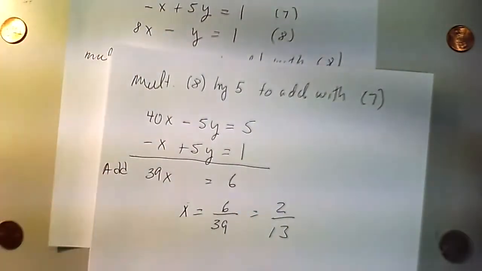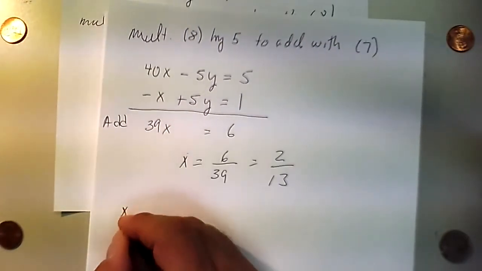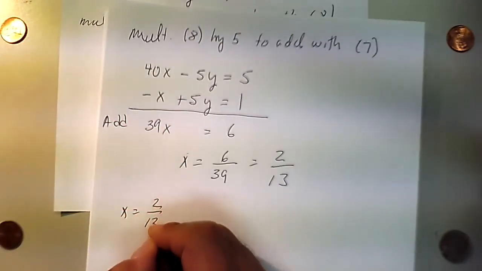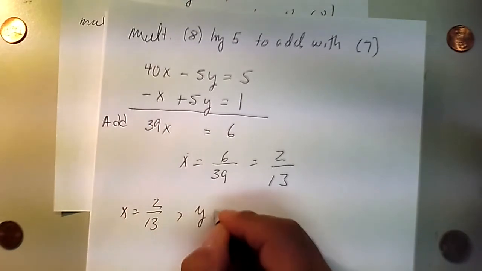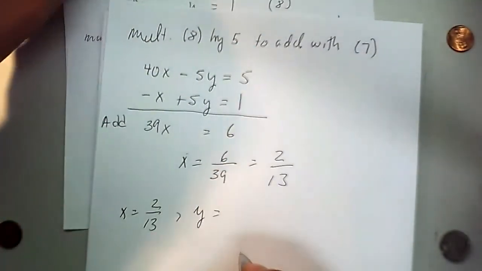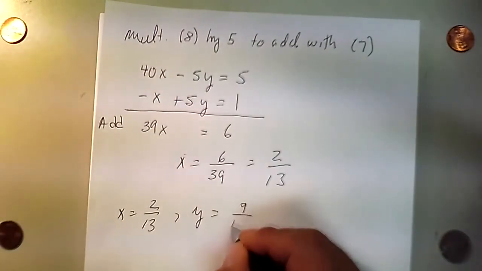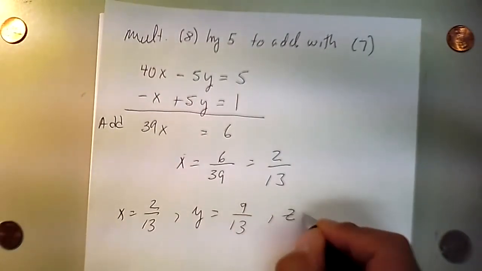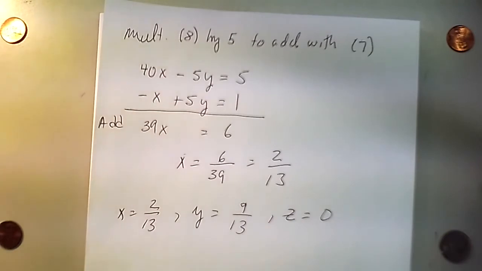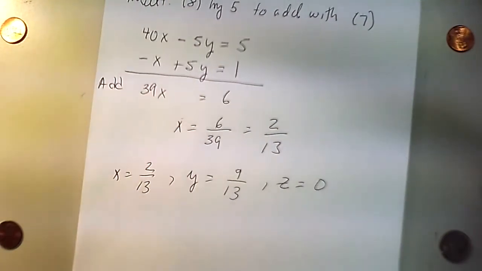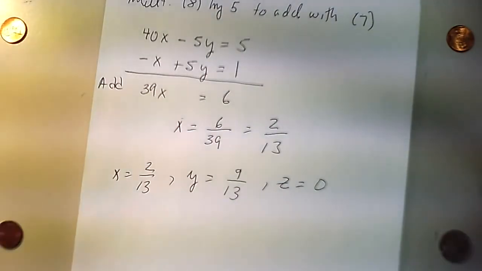Okay, so our solution is x equals 2 over 13, y, now I forgot, I believe it is 9 over 13, and z equals 0. Now, before I box it and declare that as our final answer, let's double check.